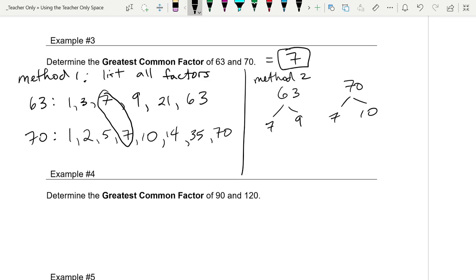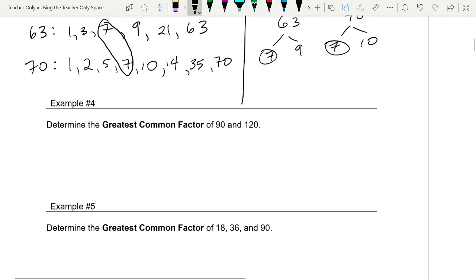But in this case, I might as well just stop what I'm doing because I know right away, well, 9 is just 3's. 10 is 2 and 5. There's no factors in common in those two numbers. So the game's over. It has to be 7. Okay?